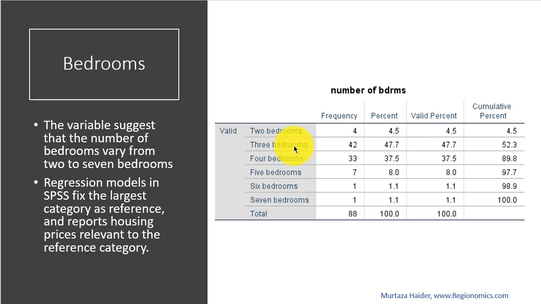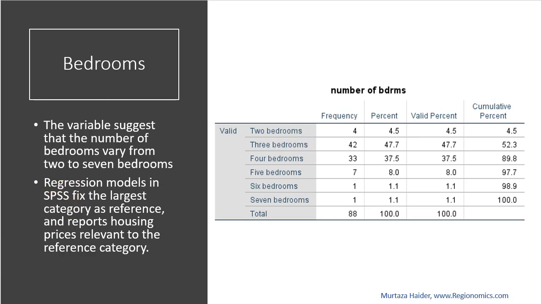So let's say if we restrict our data set to 5 bedrooms, then the price of a 2-bedroom house would be reported relative to the price of a 5-bedroom house. Then the price of a 3-bedroom house will again be reported relative to the price of a 5-bedroom house. So this is what we mean by using a categorical variable as an explanatory variable.